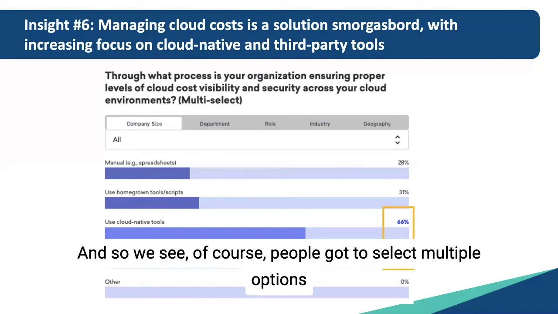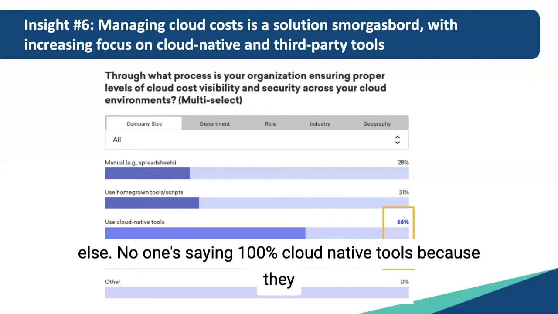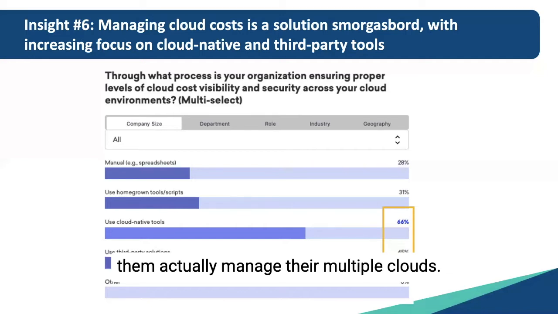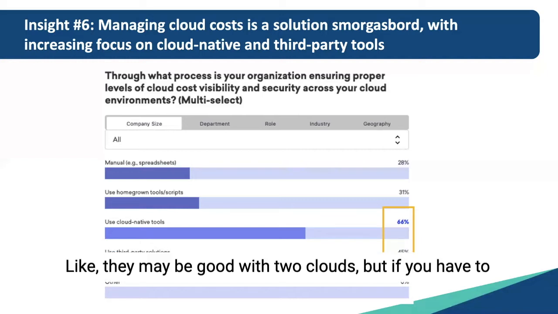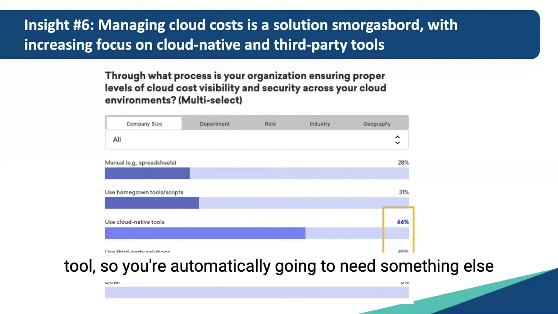Yeah. And so, as we see, people got to select multiple options here. My guess is they're saying, yes, 66%, of course I'm using my cloud native tool, but I need something else. No one's saying 100% cloud native tools, because they've got other stuff to do. So they're going to search for third-party tools to help them manage their multiple clouds. One of the issues there is that a lot of the third-party vendors have gaps. They may be good with two clouds, but if you have to use a smaller cloud or a niche cloud, that's not going to be built into your third-party tool. So you're automatically going to need something else to do that.